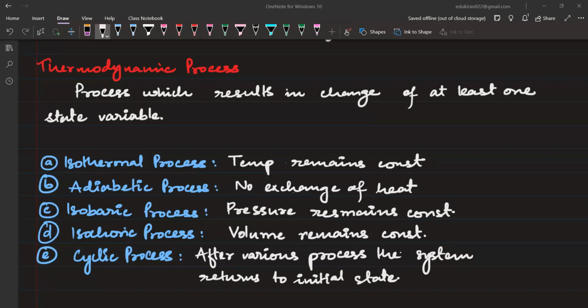Waiting for Amna. Amna, just waiting for you.